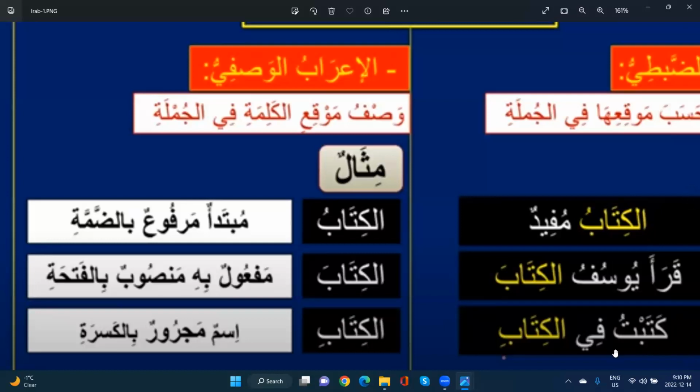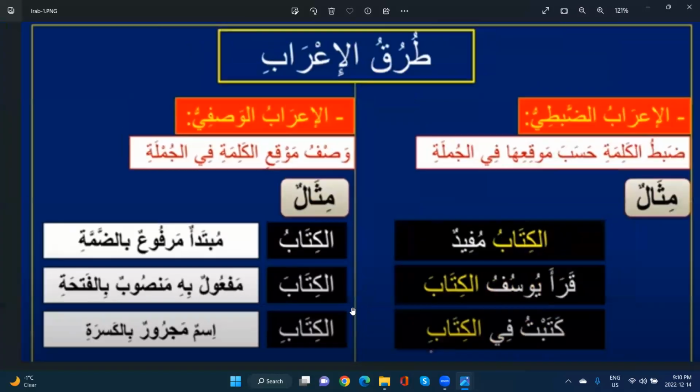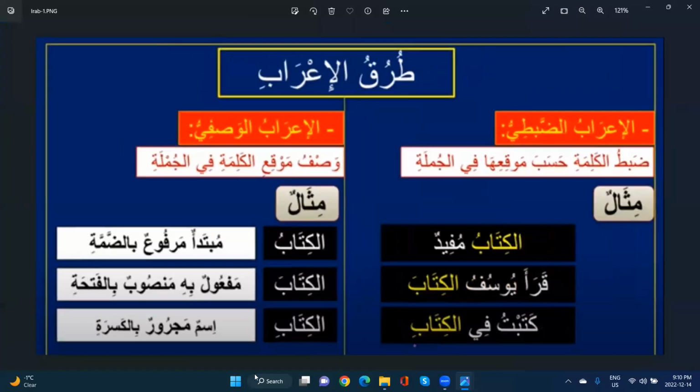Now, "katabtu fil kitabi" is also a jumla fi'liya. Here "fil kitabi" is the muta'alliq of the fi'l. It is jar majroor, and it is ismun majroorun bil kasra. Why? Because the kasra on a singular noun takes the noun into the majroor status. So you are good with this information so far, right? There is nothing new here, right?